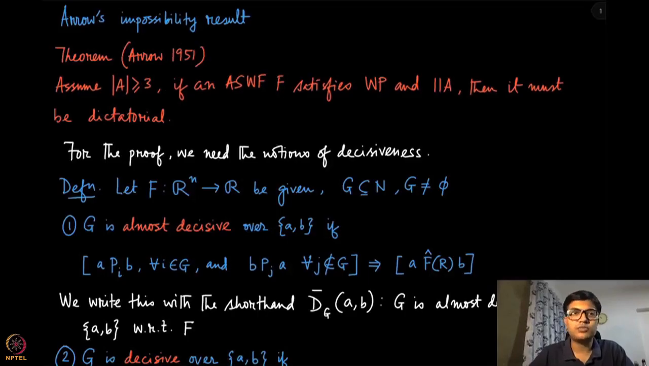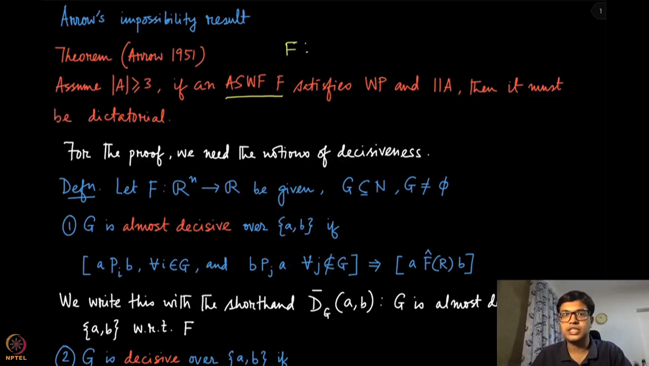Let us now start proving Arrow's impossibility result. Just to remember what Arrow's impossibility was: if we had three or more alternatives in the social welfare function domain, so we have an Arrowian social welfare function f, and let's recall what that f was.